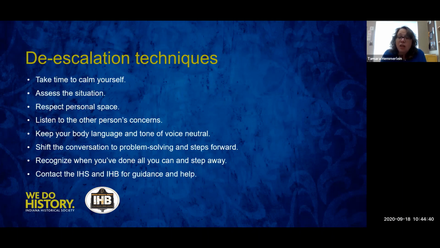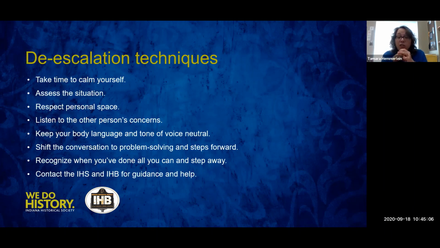And that can go a long way at calming people down, because a lot of times they're getting louder, their emotions are getting bigger, they're getting closer to you because they need you to acknowledge that they're being heard. Keep your body language and tone of voice neutral. I would say neutral to supportive. As I said, don't be the one who's like, talk to the hand.